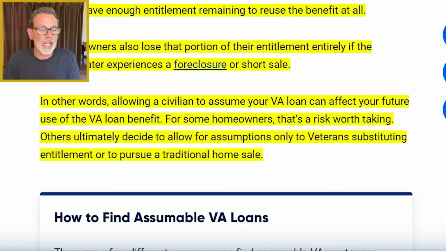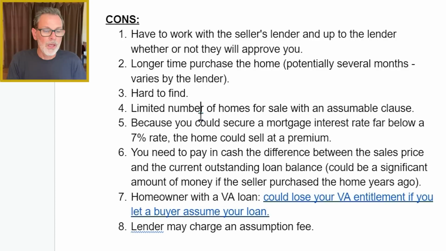So if you let a home buyer assume your VA loan and later that home buyer gets foreclosed on, you could lose your entitlement altogether. In other words, allowing a civilian to assume your VA loan can affect your future use of the VA loan benefit. For some homeowners, that's a risk worth taking. Others may decide to allow for assumptions only to veterans substituting their entitlement or selling their house through a traditional home sale. And going back to my cons, number 8, the lender may charge you an assumption fee. That fee varies by the area.